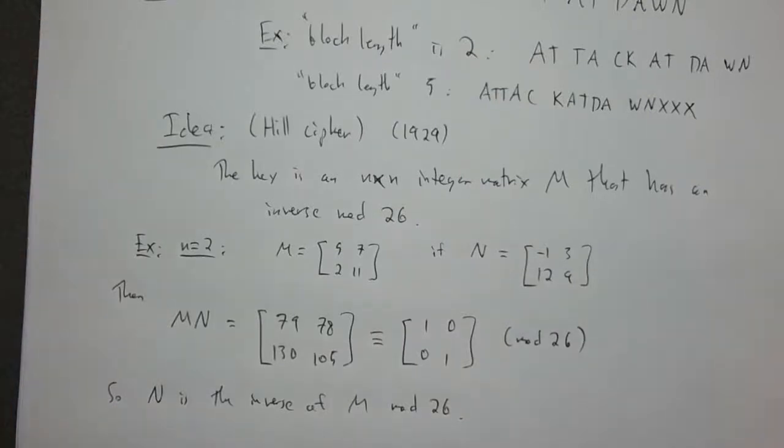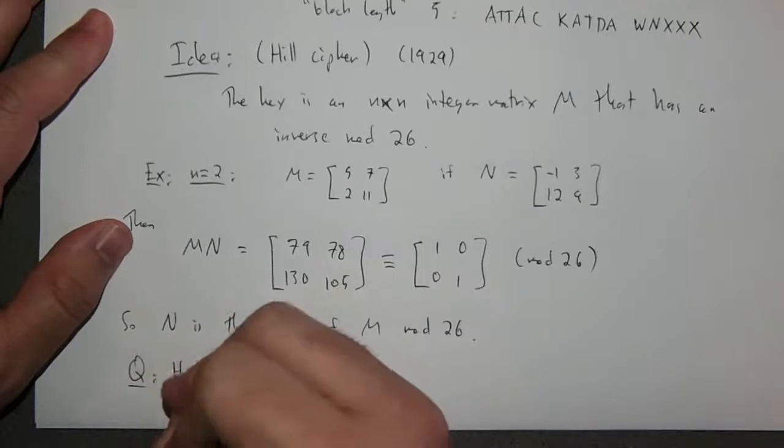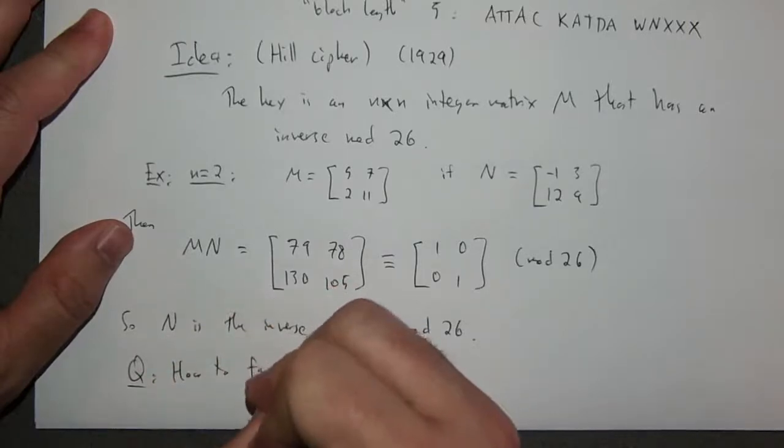Now, this isn't the first time we've needed to talk about inverses mod 26. In order to decrypt some of the previous ciphers that we talked about, knowing how to do this was needed, but we're going to talk about it more specifically. Now, the big question is, how would you find N if it wasn't given to you?